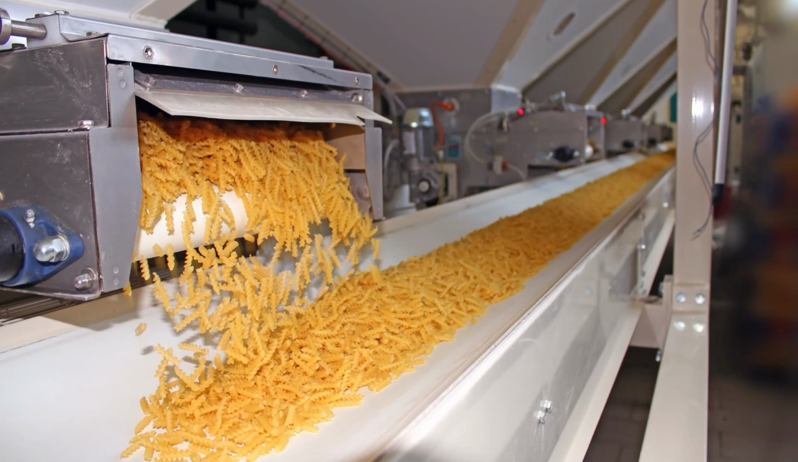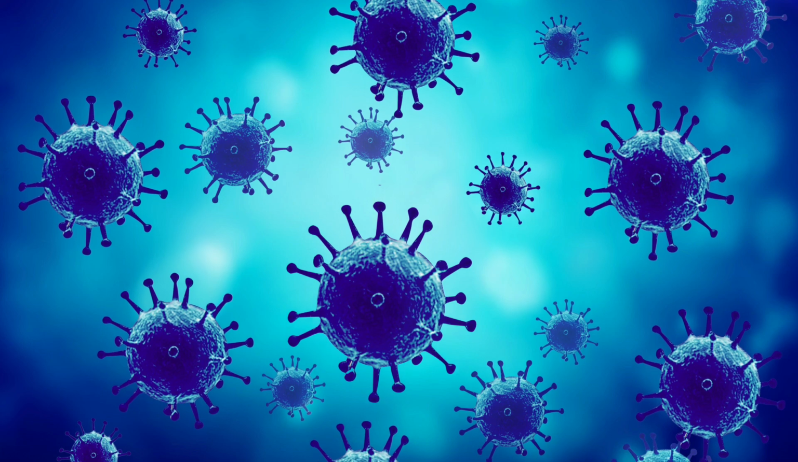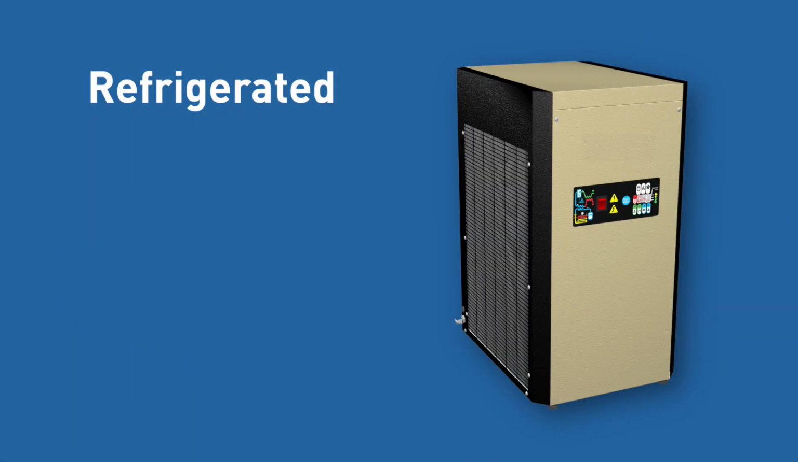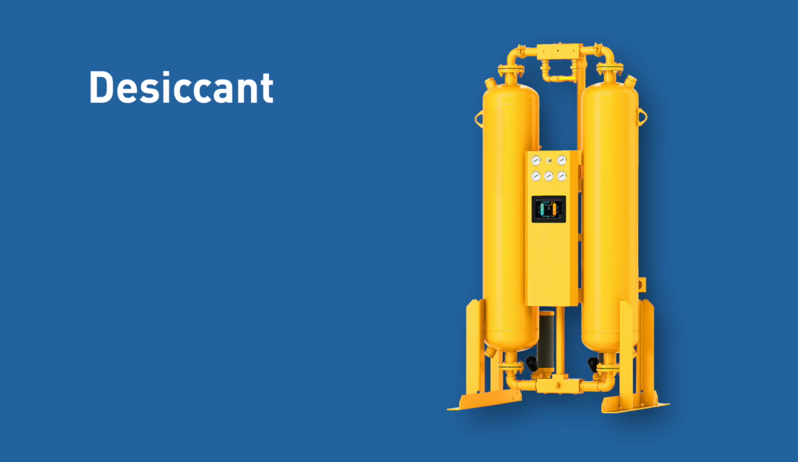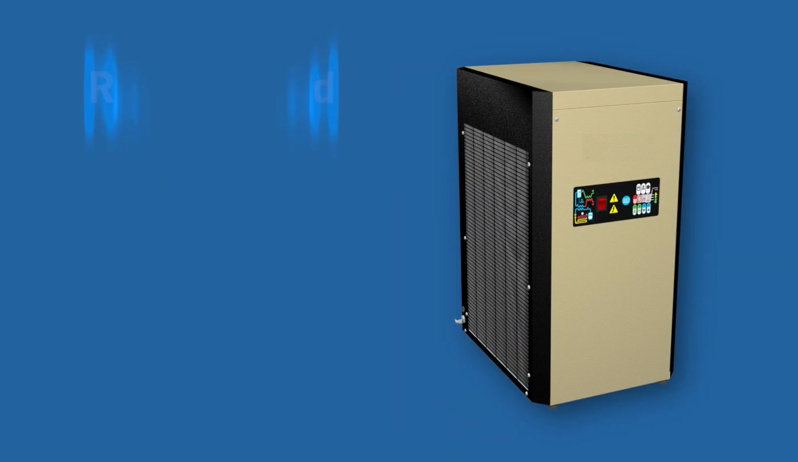To protect products and pneumatic equipment from moisture contamination, the air system needs a compressed air dryer that uses one of the following air drying technologies: refrigerated, desiccant, deliquescent, or membrane. Of all these types, refrigerated air dryers are the most widely used.